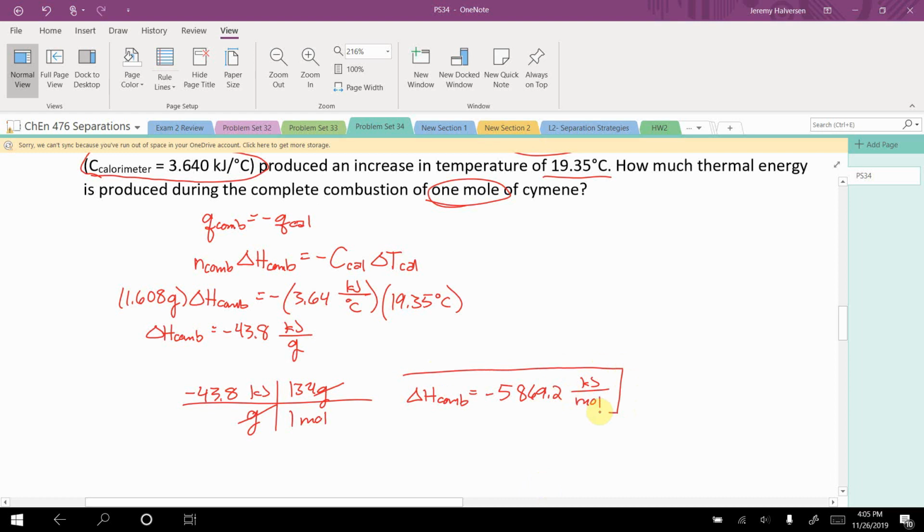So that's how much. I could have also just said negative 5869.2 kilojoules, because it says how much is produced during complete combustion of 1 mole. So I don't need to write the per mole, because that's what the question's asking. So if I just wrote kilojoules, I'll be fine. But the answer should be the same.